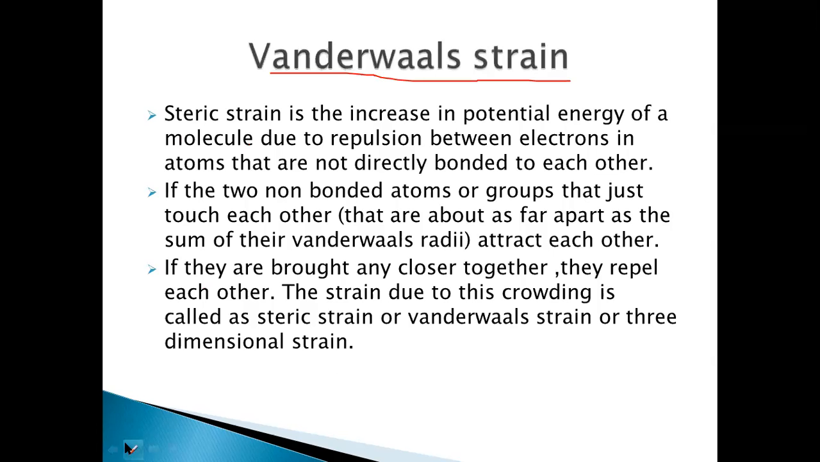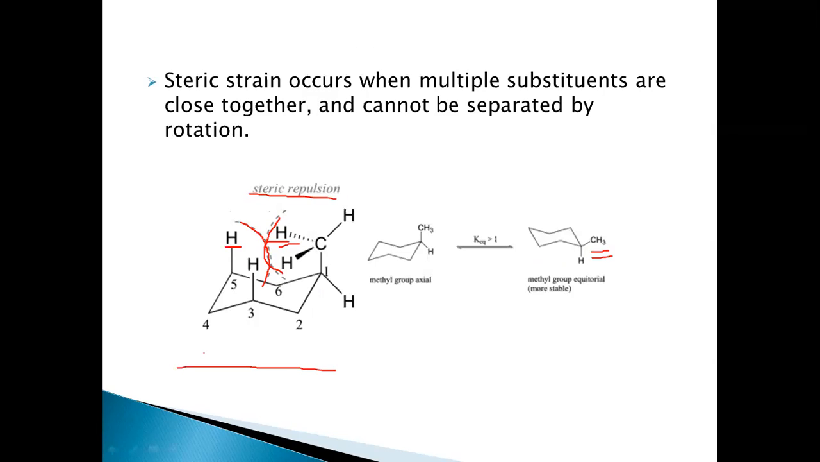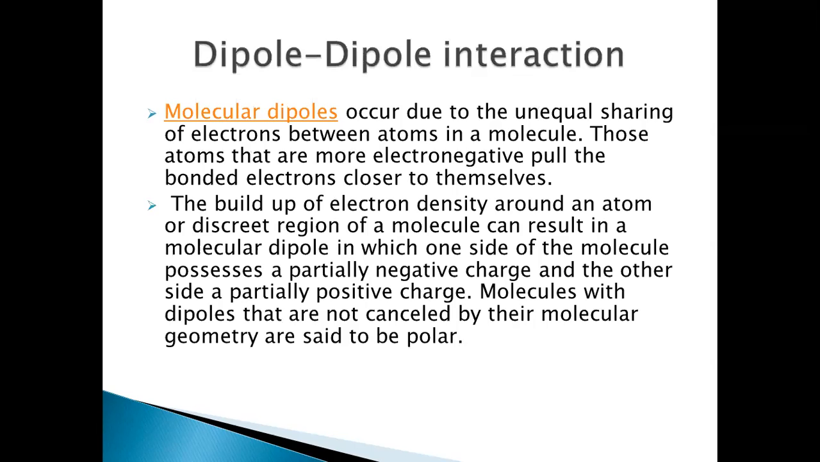So this van der Waals strain or steric strain can be defined as the increase in the potential energy of the molecule, arising because of the repulsion between the electrons in atoms that are not directly bonded to each other. So if these two non-bonded atoms are brought any closer than this van der Waals radii, they will suffer from repulsion, otherwise they attract each other. So this particular strain, which is arising because of this crowding, is called steric repulsion or van der Waals strain.